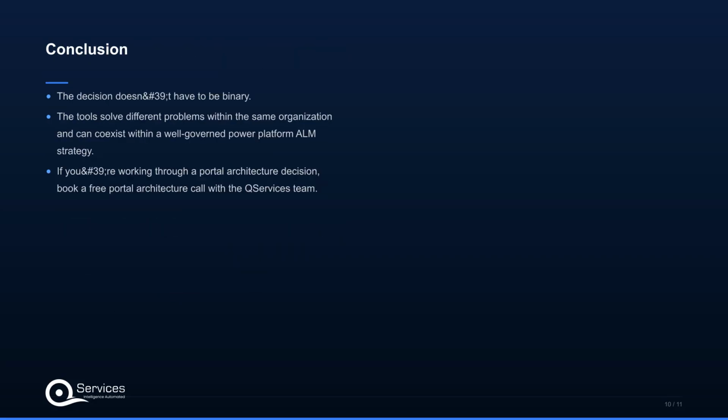Let's talk about conclusion. Power Apps portals are the right choice when you need external-facing functionality fast, your data lives in Dataverse, and your team can operate within the platform's structural boundaries. Custom React portals are the right choice when UI complexity, performance requirements, or non-Microsoft integrations exceed what Power Pages handles well. The decision doesn't have to be binary. Organizations often run Power Pages for a customer self-service portal while maintaining a custom React application for a partner-facing analytics dashboard. The tools solve different problems within the same organization and can coexist within a well-governed Power Platform ALM strategy.